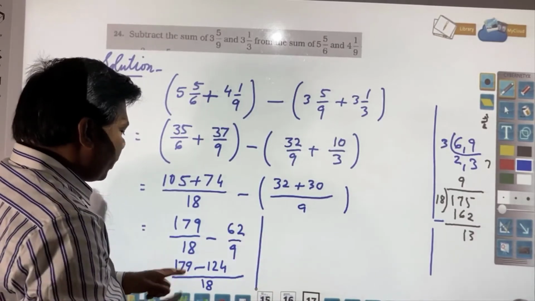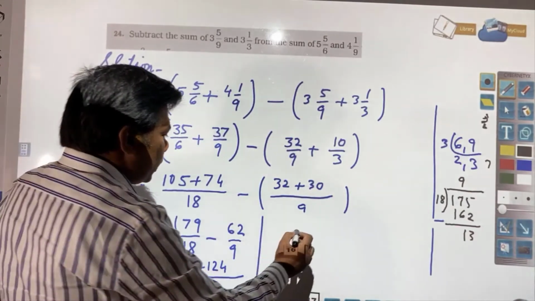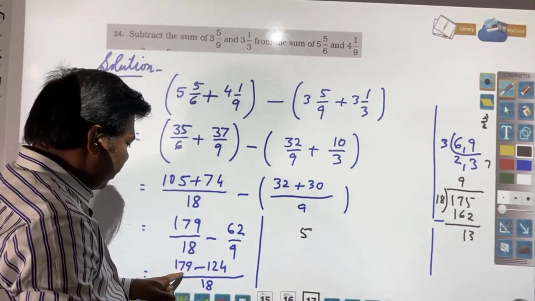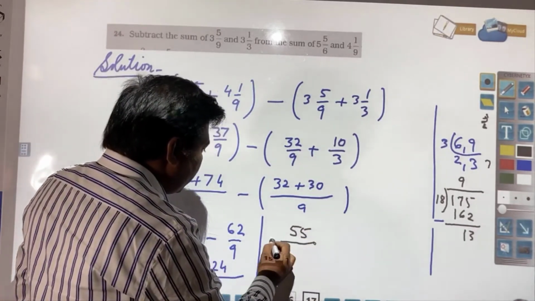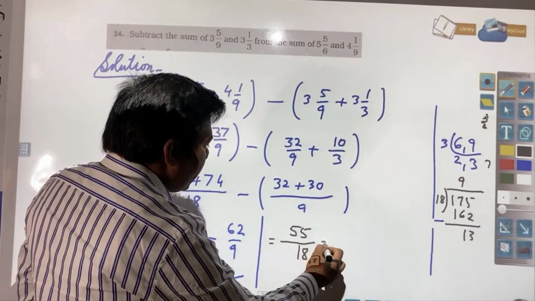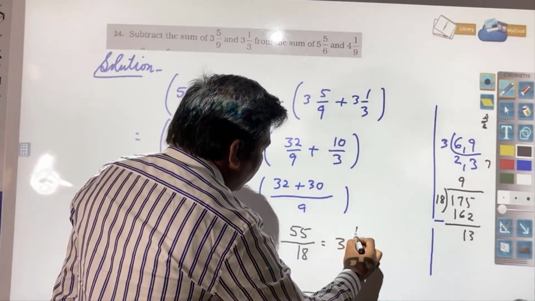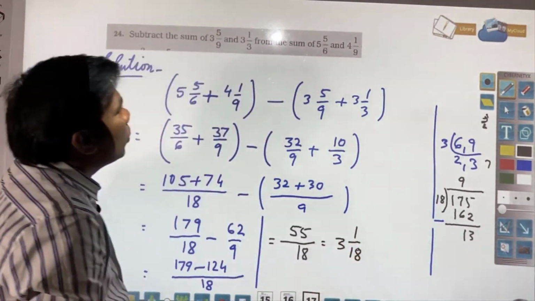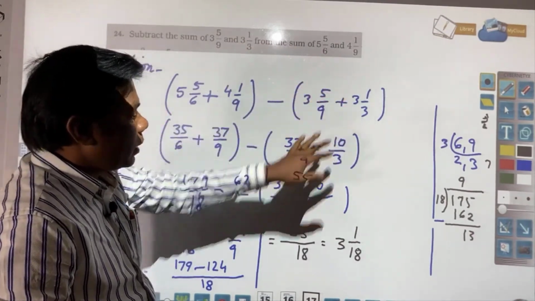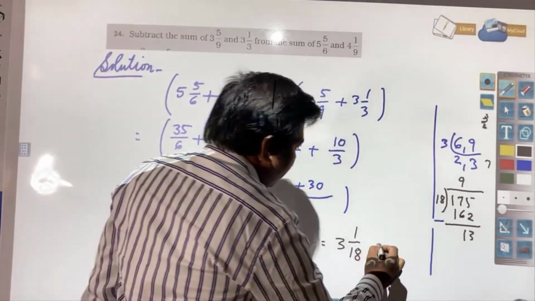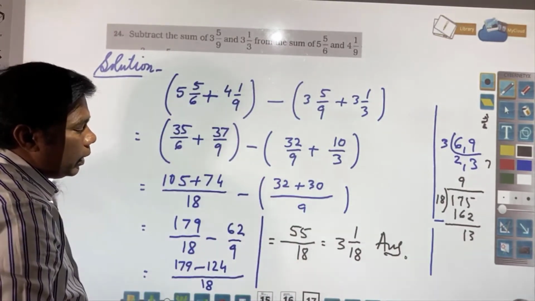Now this you subtract. 9 minus 4 is equal to 5, 7 minus 2 is equal to 5, and 1 minus 1 is 0, divided by 18. If you are dividing this, what will you get? 18 3s are 54, 3 whole 1 by 18. So subtract the sum of this from the sum of these fractions, so your answer will be 3 whole 1 by 18. So in this way, it is required to be written in proper way and should be simplified.